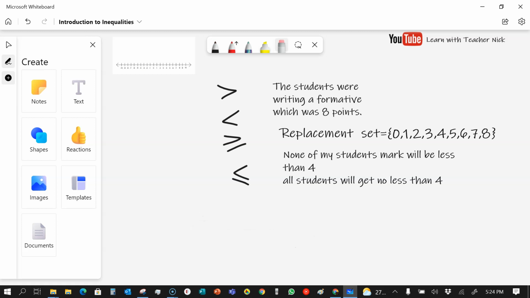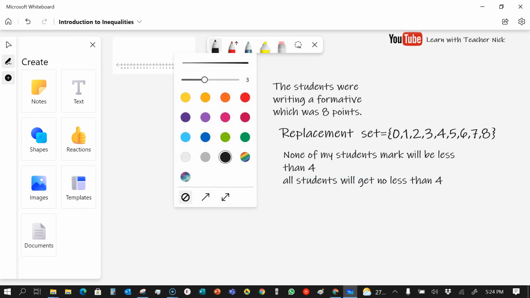But in this case, we are saying no less than 4. So if I'm saying they're not going to get less than 4, then what does that mean? It means they can get 4 and above. So if 4 is also included, which symbol are we going to use here? You are right. This is greater or equal to.